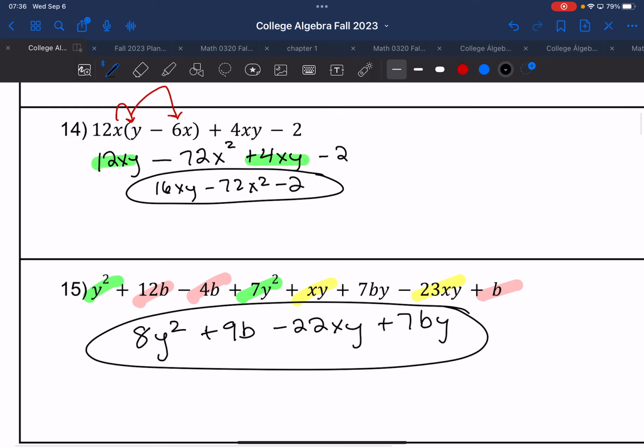Okay. And that concludes that topic of combining like terms. Okay. So we have one last concept, well, no, we have a couple more.